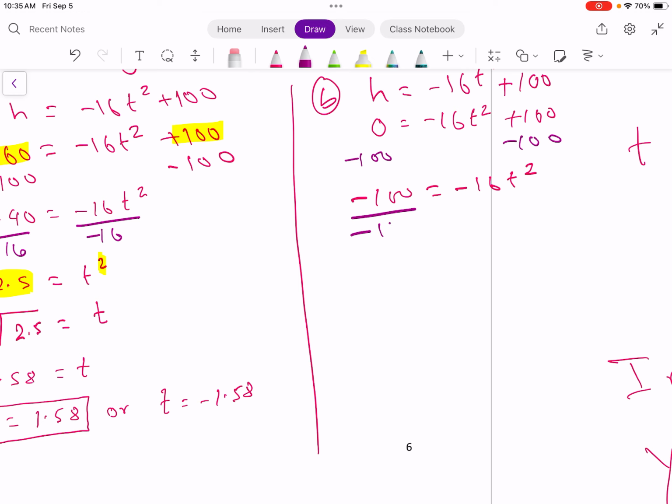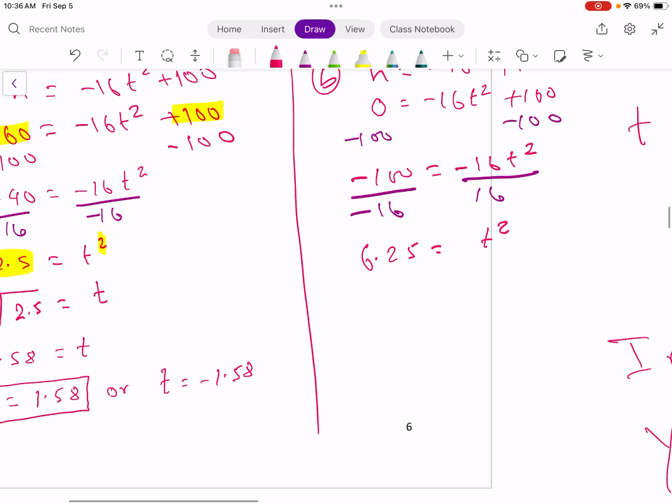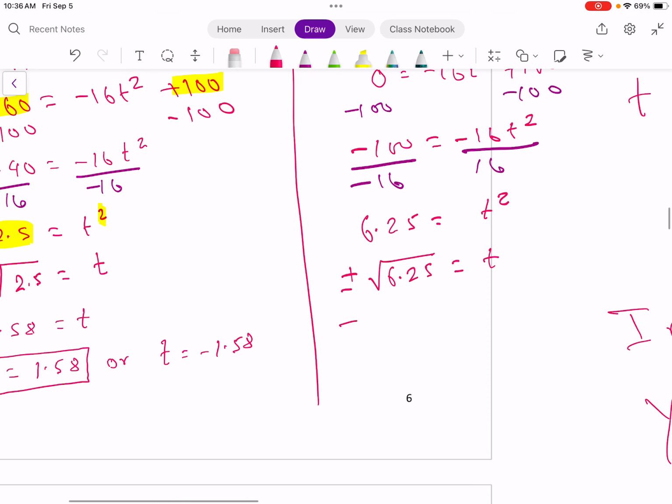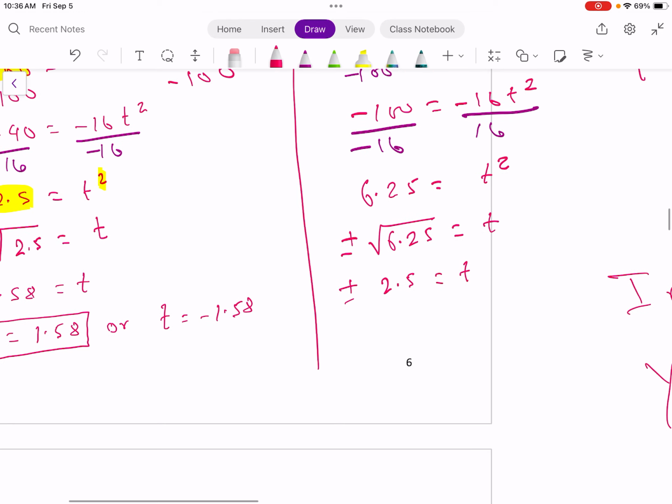Divide both sides by negative 16. Okay, 100 divided by 16. 6.25 equals t square. Now we need to get rid of the square. For that we get positive, negative square root of 6.25 equals t. And what is the square root of 6.25? 2.5. And we take positive, right? t can't be negative. So after 2.5 seconds of dropping the ball, the ball reaches the ground.